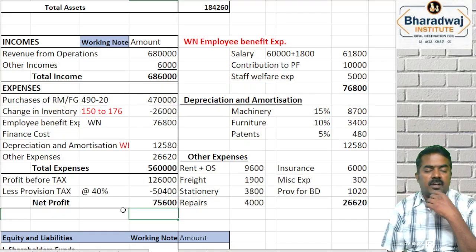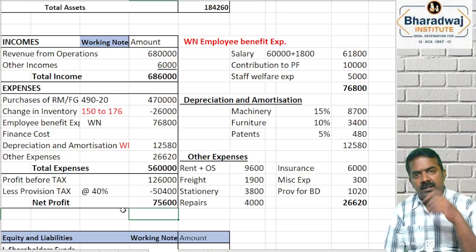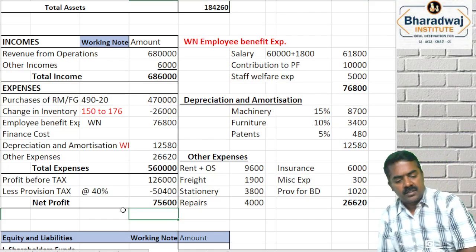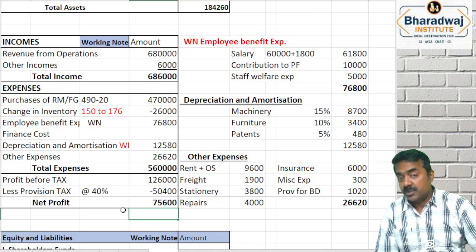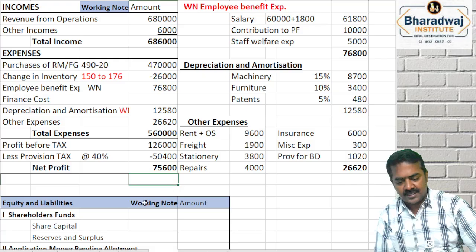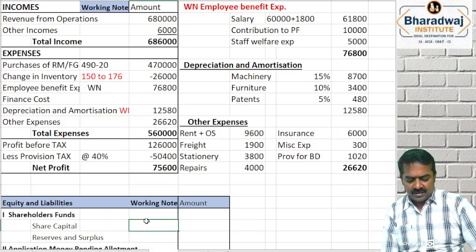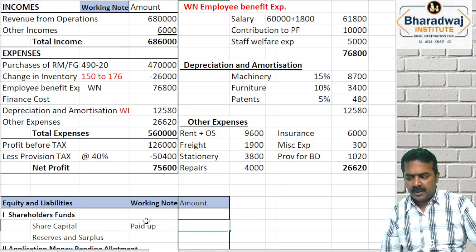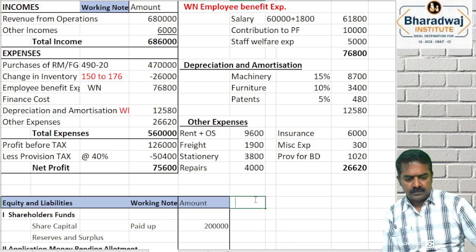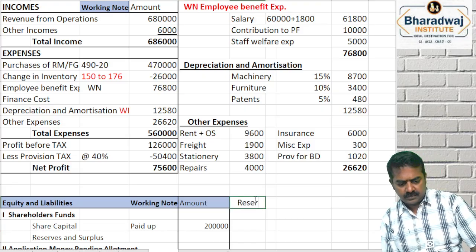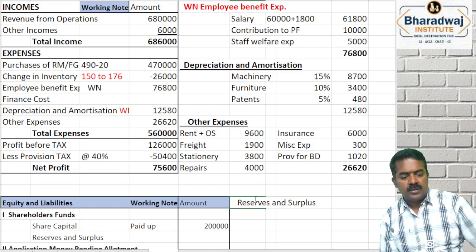That authorized share capital, paid up capital, shares issued for consideration other than cash, you would write notes to accounts. Just write notes to accounts in the exam. For this, we'll take paid up capital. What is the paid up capital? 2 lakhs. Sir, the general 4,000 is our profit. We'll do it in reserves and surplus.